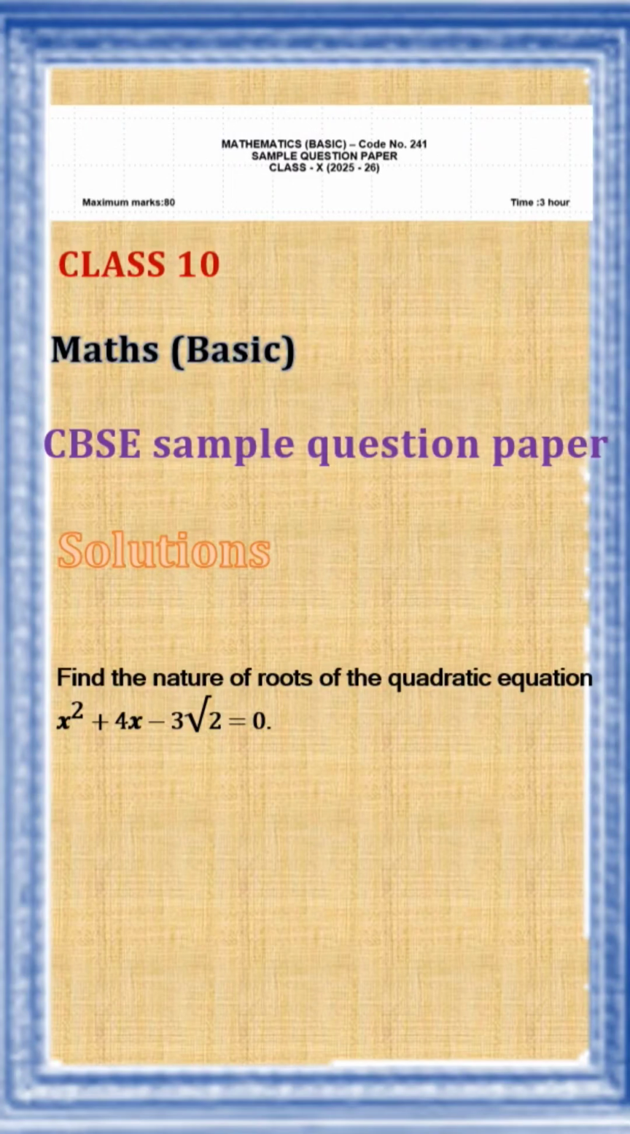Now we are solving the 24th question of the class 10 maths basic sample question paper, which is issued by the CBSE board. Find the nature of the roots of the quadratic equation x square plus 4x minus 3 root 2 is equal to 0.